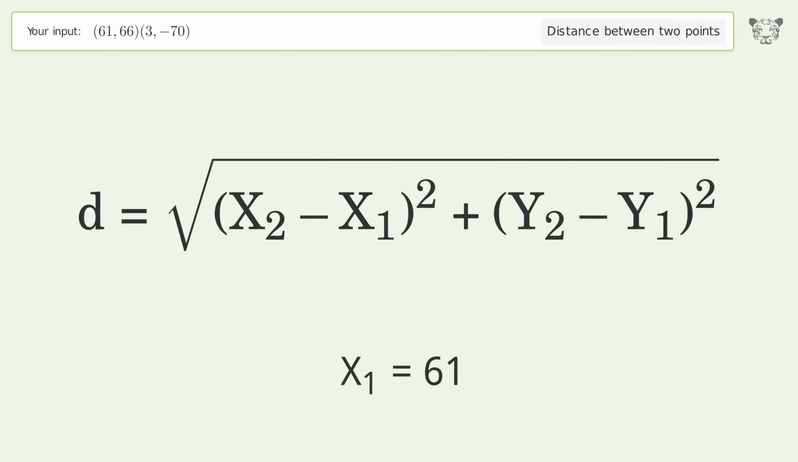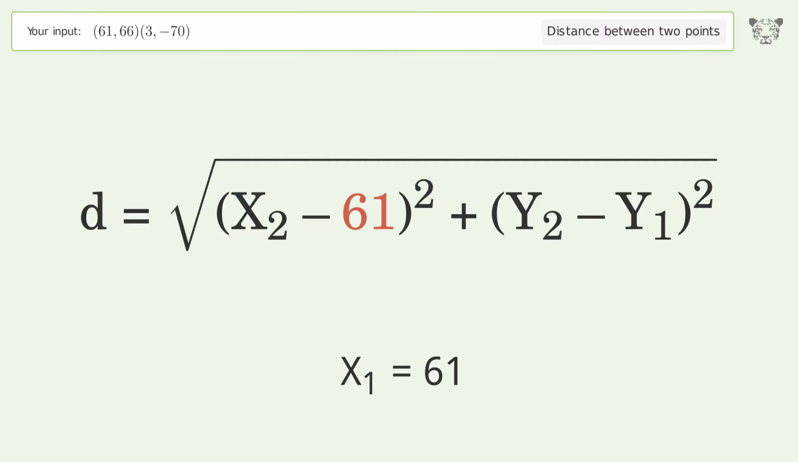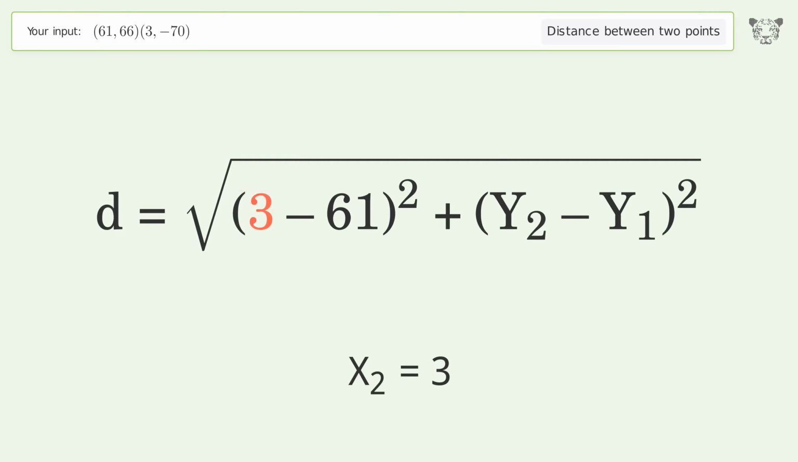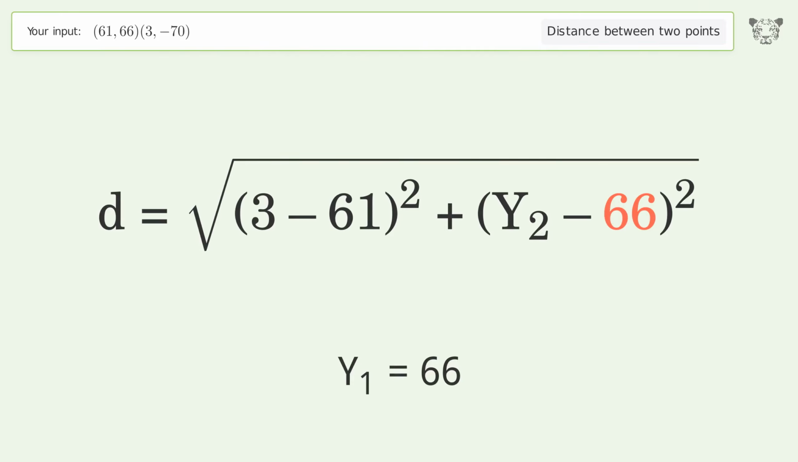x1 equals 61. x2 equals 3. y1 equals 66. y2 equals negative 70.